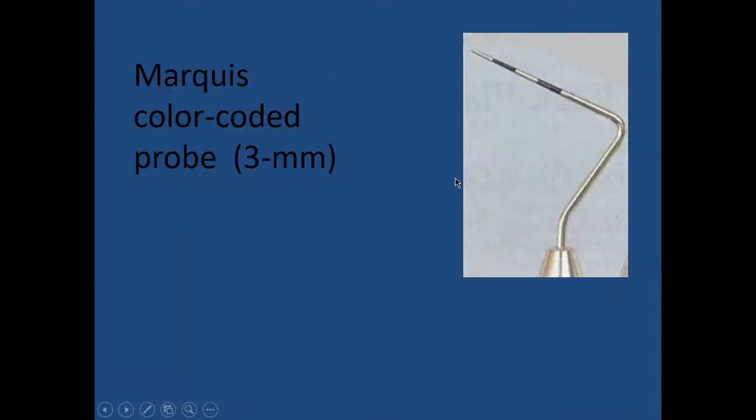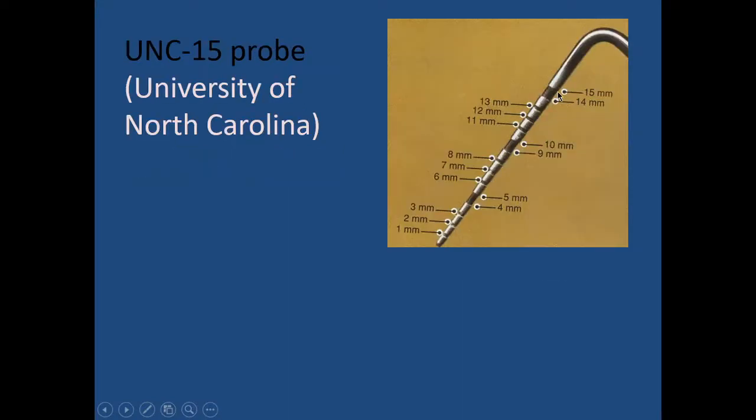Okay. Number one, we will take the Marquis colored probe, marked by 3 millimeters. This is 3 millimeters, then another 3 millimeters, then another 3 millimeters, another 3 millimeters. Number two, this is important, this is a UNC probe. According to UNC, the University of North Carolina, that is advanced by the University of North Carolina, it starts from 1, 2, 3, 4, then a black portion measured 1 millimeter from 4 to 5, and the same like this.